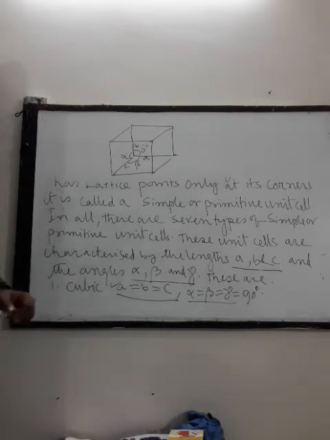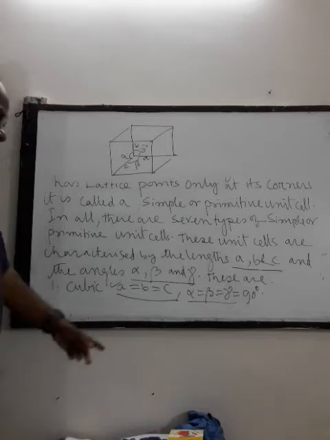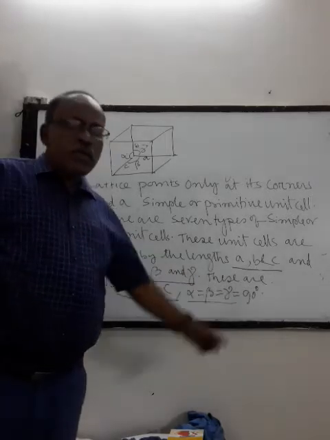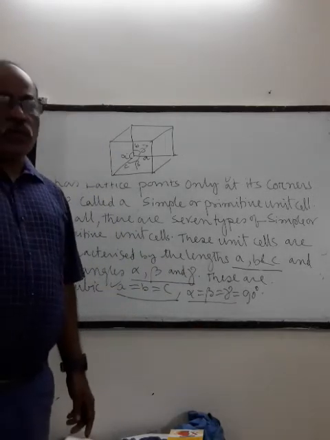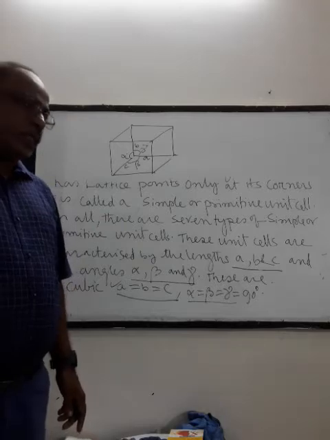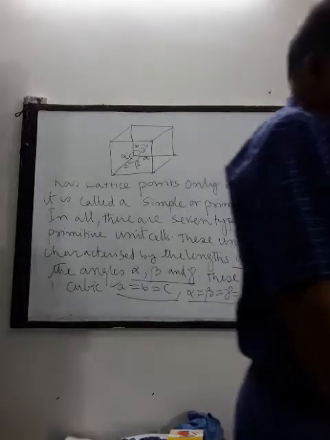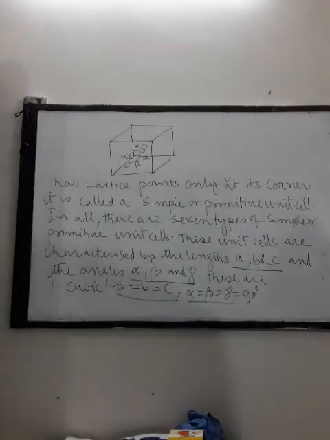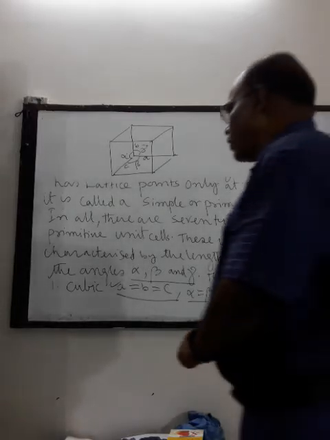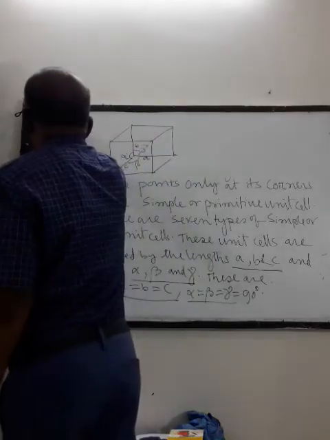So if in any unit cell the three sides are the same and the three angles are also the same and equal to 90 degrees, then such a unit cell is called a cubic unit cell. So for the cubic unit cell, all sides are the same and all angles are also the same and equal to 90 degrees. The second one is called the tetragonal unit cell.